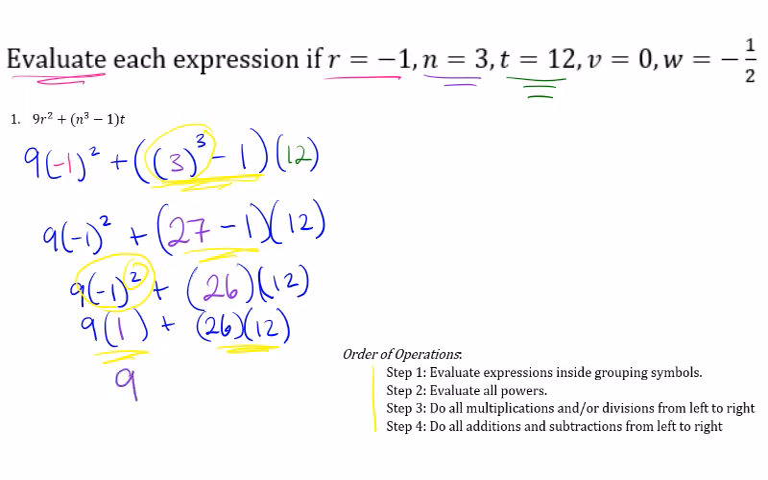So 9 times 1 is 9. 26 times 12. Get out your calculator if you need to. All right, and we get 312, and then we put the plus there. And so 9 plus 312, this is our last operation, is addition here. So we're going to operate there. 9 plus 312 is 321. And that's our final answer.